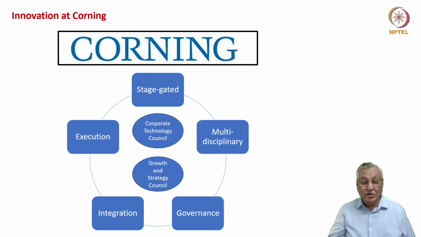To happen this way, it also required certain institutional support. It had a corporate technology council. It continues to have that, which is to screen and support early stage ideas. And once these early stage ideas are screened and signed off, they go to a growth and strategy council, because those ideas are going to become mainstream innovations at the company. Together, all these institutional structures and business processes enabled Corning to be at the peak of its innovation at all times.